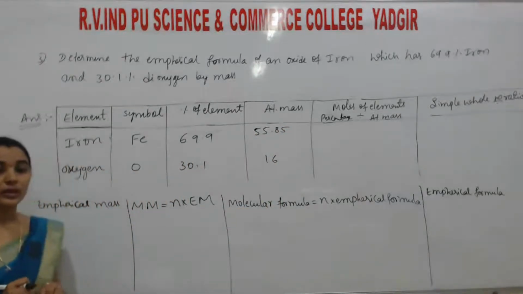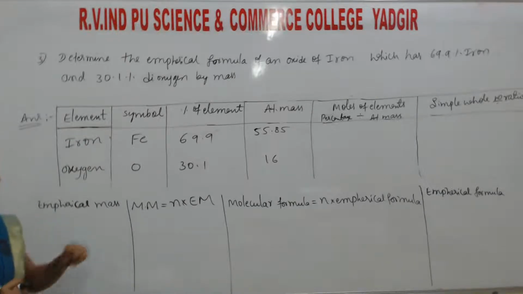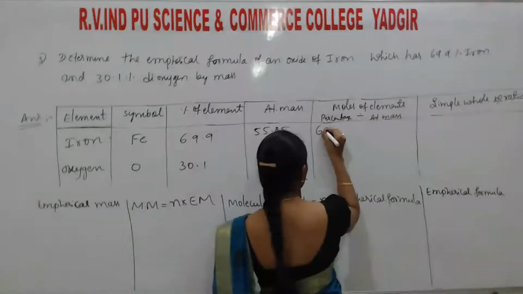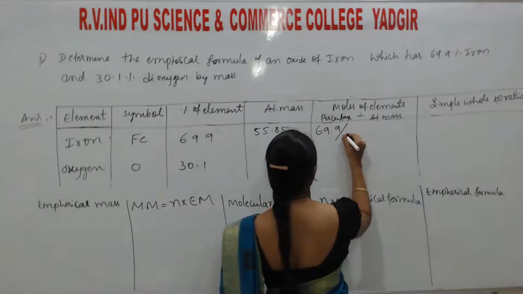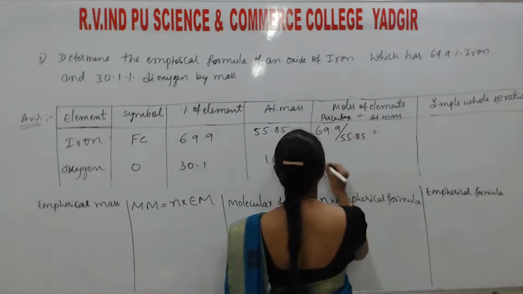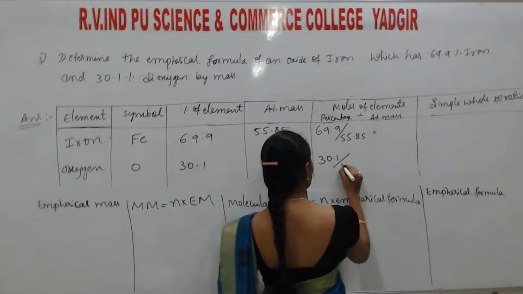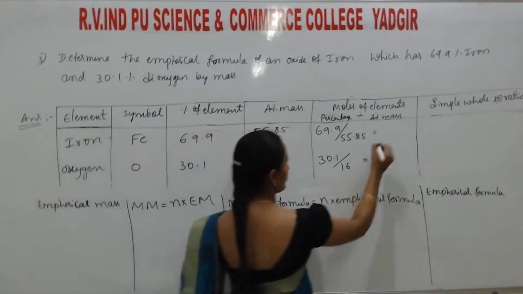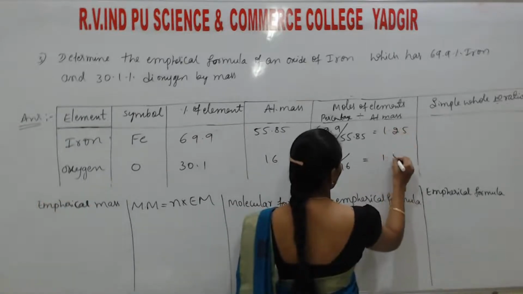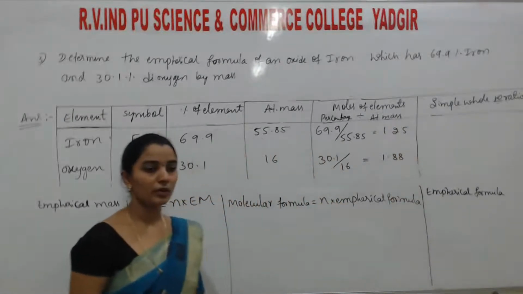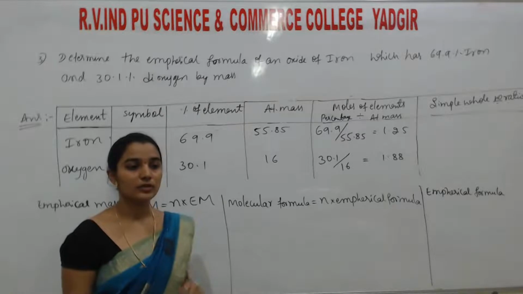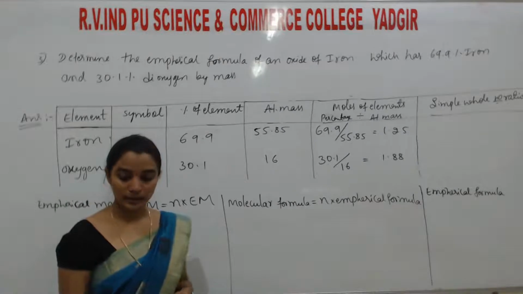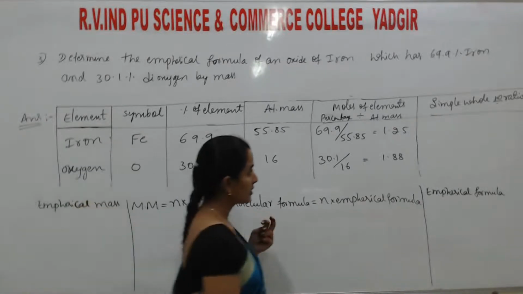Next you have to do the percentage abundance divided by the atomic mass. So students, you get 69.9 divided by 55.85. Next, 30.1 divided by 16. The approximate values you will get are 1.25 and 1.88. Remember, after the decimal point, at least consider 2 digits. That is 1.25 and 1.88. So the next one is the simple ratio.